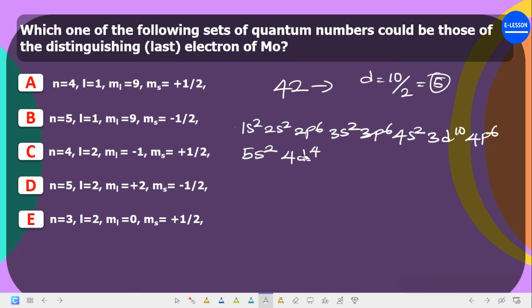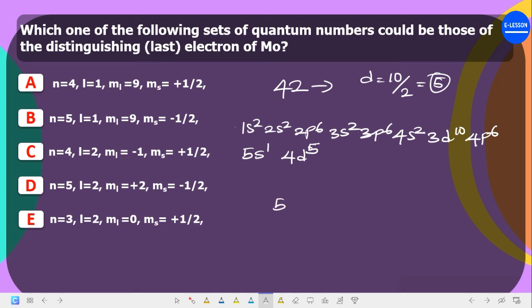That is when it is 4d4. One of the electrons here will be promoted to make it half filled. Because if one of the electrons comes here now, it will be 5. And 5 is half of 10. And this is more stable than when it is 4d4.